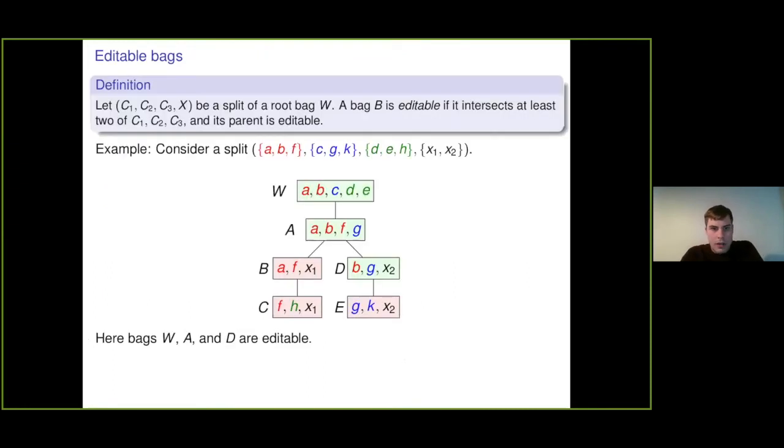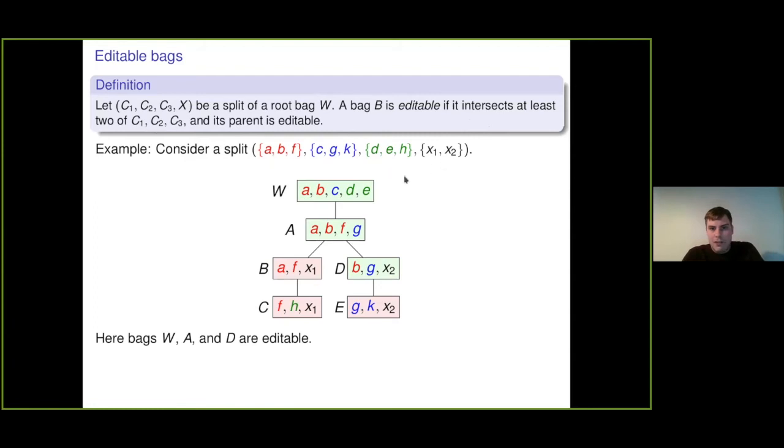Okay, so let's go into more detail on how this is done. Let's define an editable bag. Let's have again a split of a root bag w of a tree decomposition, and we say bag b is editable if it intersects at least 2 of the components and its parent is editable. The parent is of course with respect to the root w. So let's look at this example.